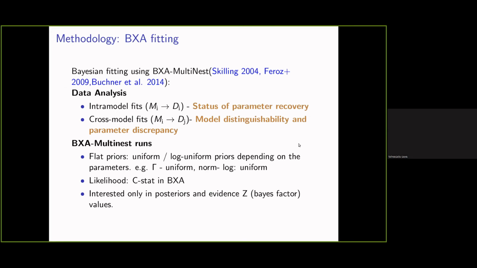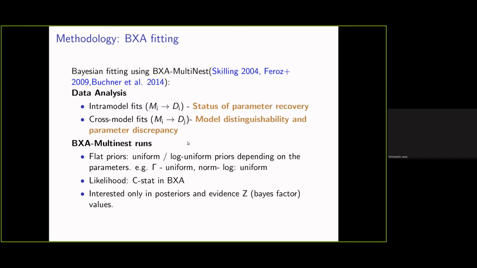We then perform the analysis of the simulated spectrum. So we use BXA MultiNest for this purpose. We perform two different classes of analysis. One involves the intramodel fits, where the model under which the data is simulated and the model that goes into fitting are the same. And with that, we try to test the status of parameter recovery. And we have cross-model fits where the simulation model and the fitting model are different. And with this, we check the model distinguishability and the parameter discrepancy if it exists.